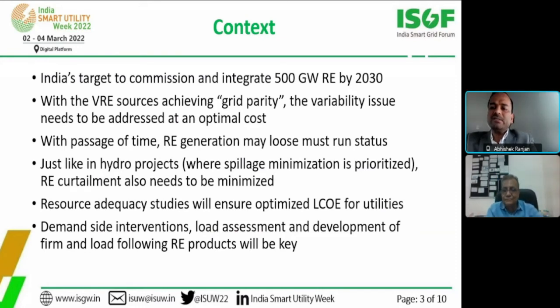But the variability issue is very, very important. There are two aspects to it: one is the technical aspect, another is the commercial aspect. When I say commercial, it is mainly about deviation settlement, and we have a draft regulation in place. Today, RE generation has must-run status. It may lose it as it becomes mainstream. Just like hydro projects, spillage minimization is the priority, and RE curtailment also needs to be minimized. So this is the context I'm trying to settle.